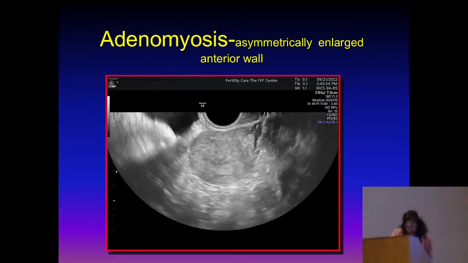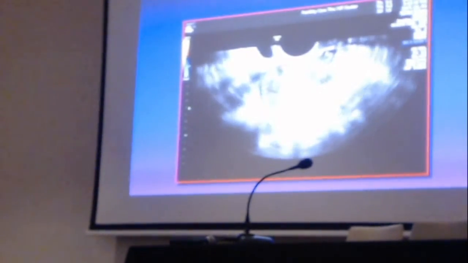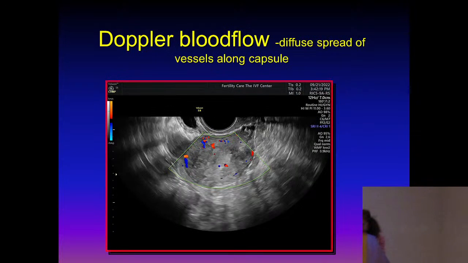All right, so here is a clip. So this is, that was quick. So you can see adenomyosis here, increased thickening and enlargement of the anterior wall. And then if you put on color, you're going to see more diffuse color in the uterus rather than color around a specific capsule. So you're going to have diffuse spread of the vessels.